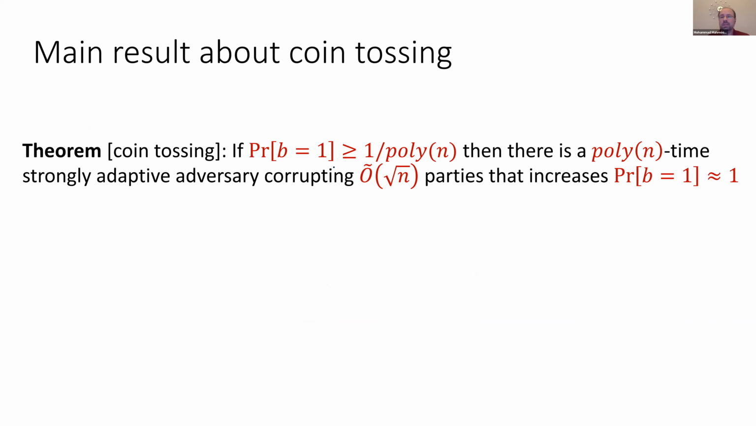So the theorem that we prove for coin tossing is exactly this. We say any coin tossing protocol of the form that I just defined, namely messages are just one message per person, and the messages are arbitrarily long, and the goal of the attacker is to increase the probability of B being equal to 1. What we show is that there is always a way to do it in polynomial time by corrupting only root n number of parties.